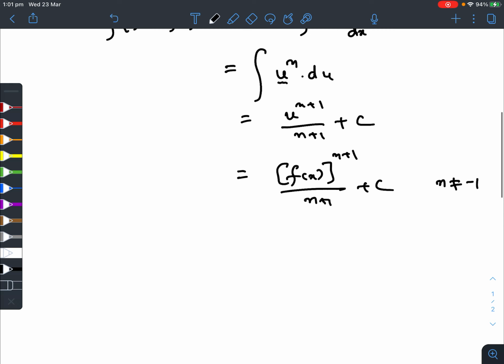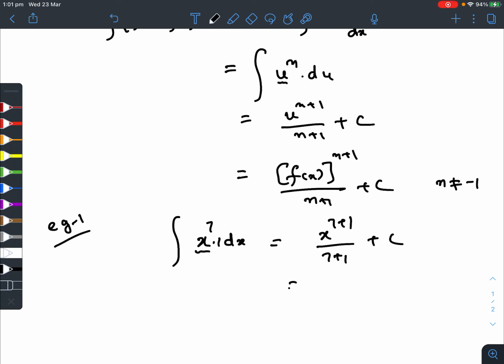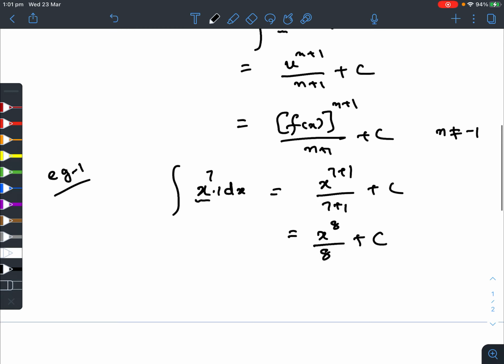Again, let's see some examples to implement this rule. We have, let's say, an expression of the form x to the power 7 dx. It is exactly the same thing as in formulation 1, and the derivative of that is present here, 1. So we can apply this rule, 7 plus 1 over 7 plus 1 plus c. That would give you x to the power 8 over 8 plus c.